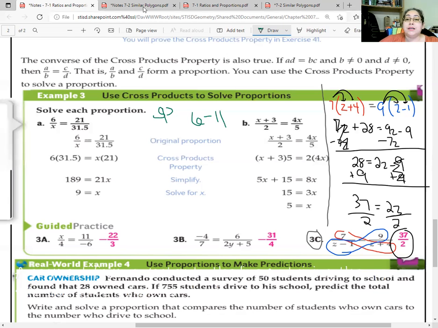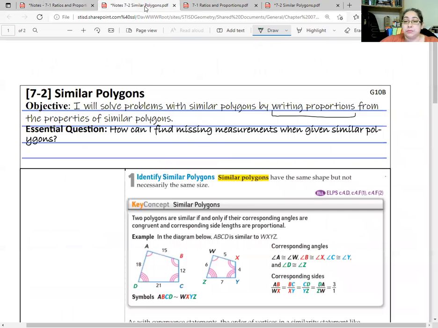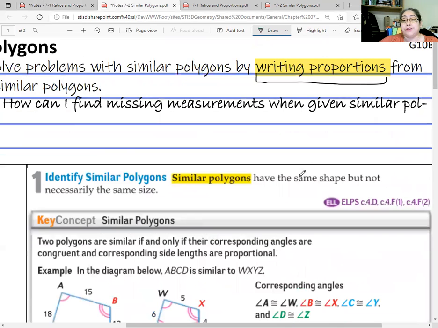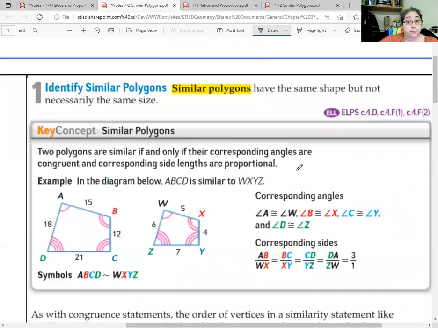All right, let's take a look at 7-2 similar polygons. With similar polygons, we're going to solve problems with similar polygons, and we're going to do that by writing proportions. Basically, what we just finished doing, but this time we're going to do that in the context of polygons. First up, let's figure out what similar polygons are.